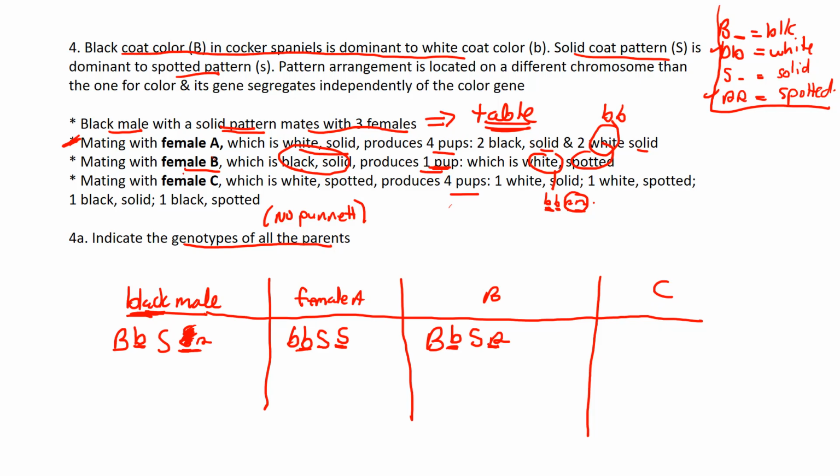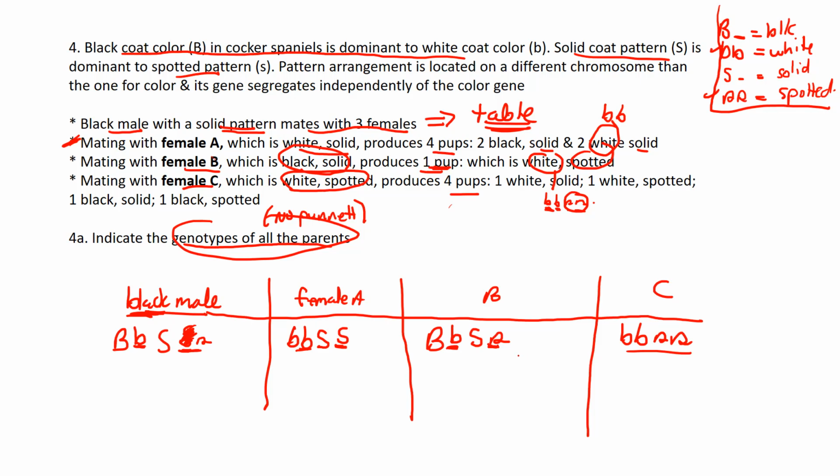So let's look at female C. This guy's getting a lot of action here. So the black male is also mating with female C, and she is white and spotted. Well, if she's white, she must have 2 little recessive white alleles, in this case little b's. And if she's spotted, she must have 2 little s's. So in this case, we don't even care what the puppies are. Just because she was white and spotted, 2 little s's, we already know her genotype. And again, the question was to indicate the genotypes of the parents. We have all 3 based on the offspring that they produced, and not one Punnett square was necessary.